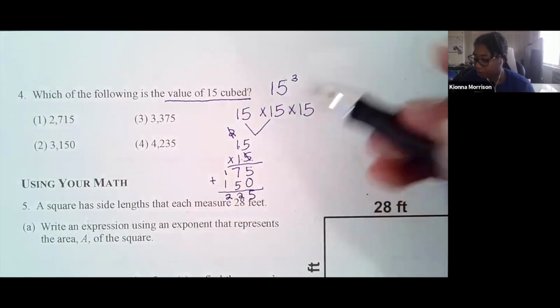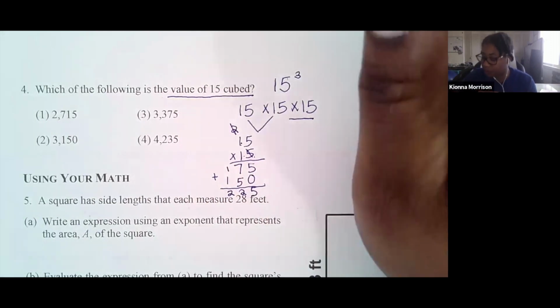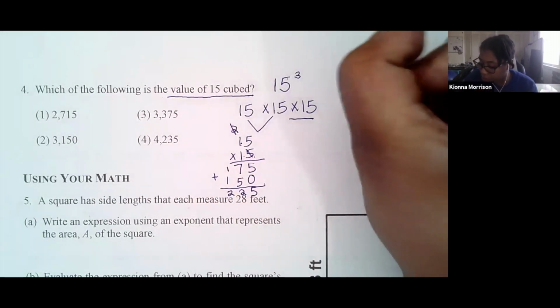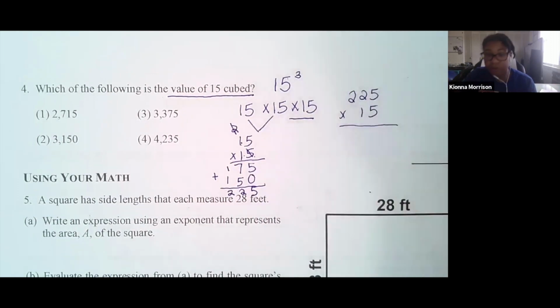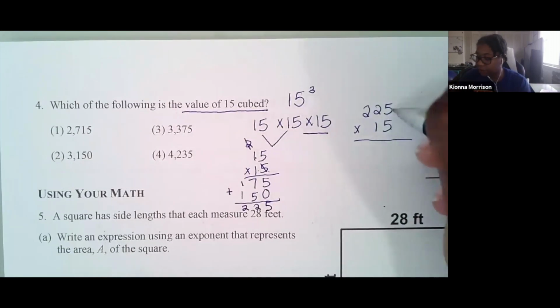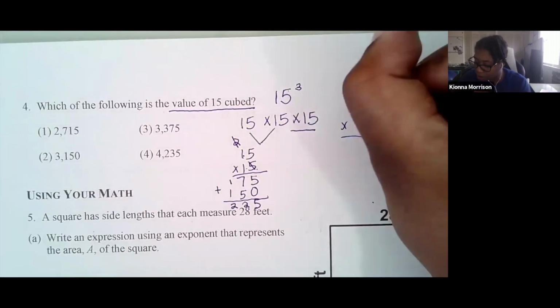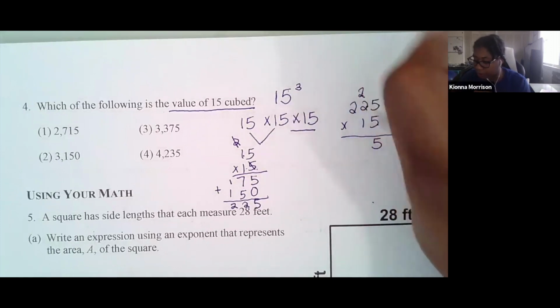But remember, I'm not done. I still have to multiply my product by this 15. So now I have 225 times 15. 5 times 5. 5 times 2, 10, 11, 12. 5 times 2.